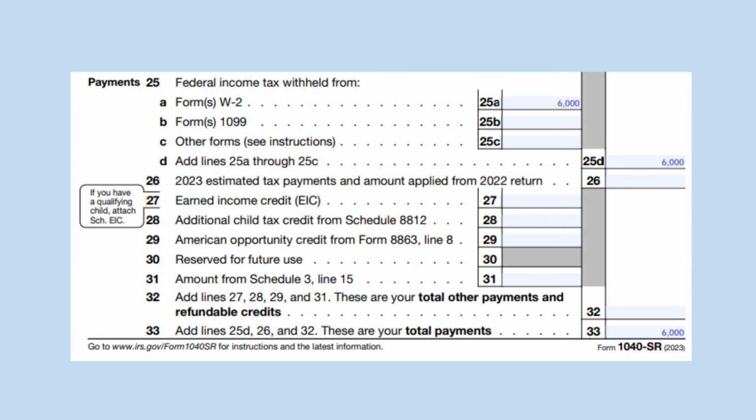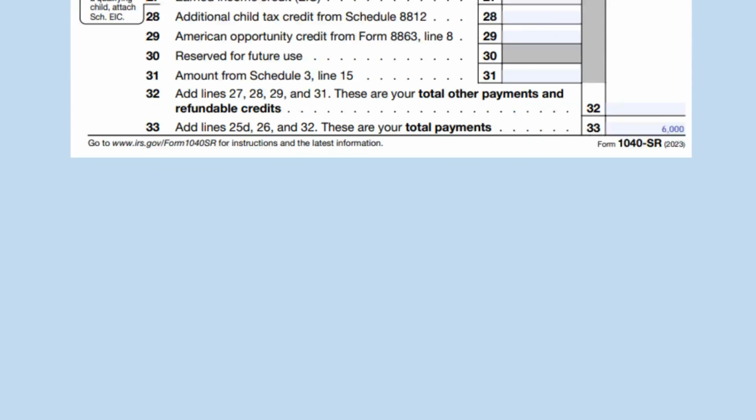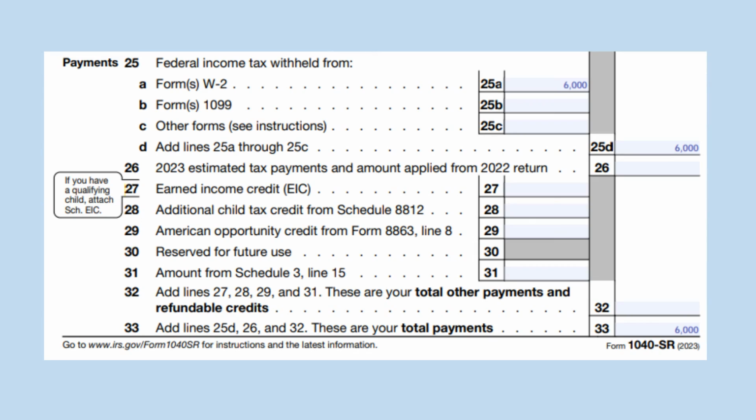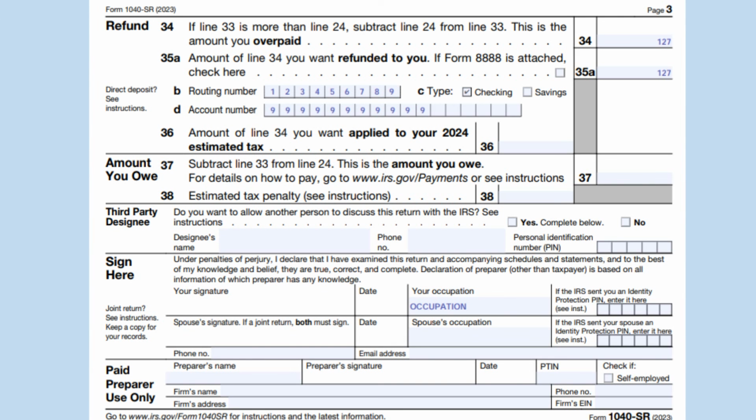On line 25A, put your federal income tax withholding that you can find in box 2 of your Form W-2. In our example, it is $6,000. Carry that down to line 25D and down to line 33 as you don't have any other payments. In our example, you have an overpayment of $127. Place the amount on line 34.